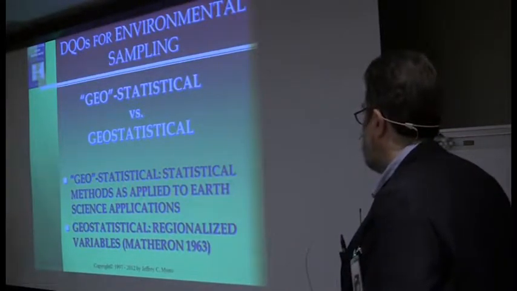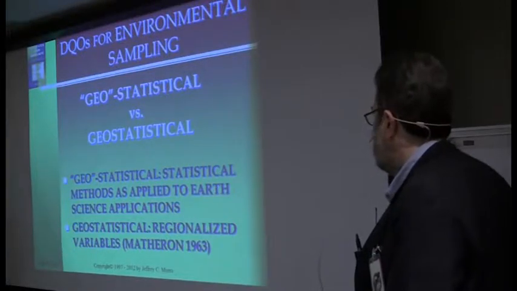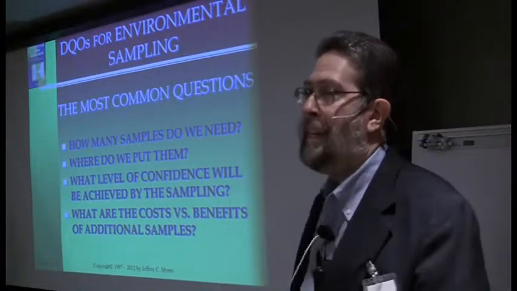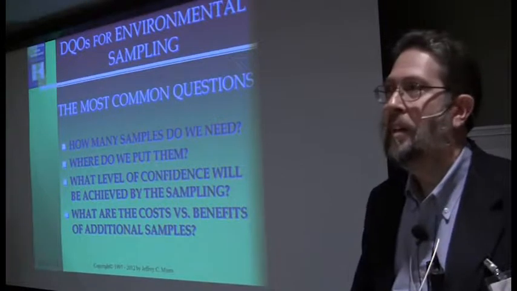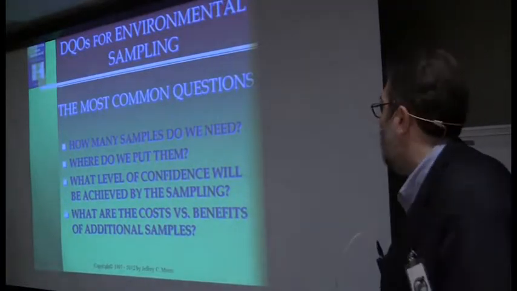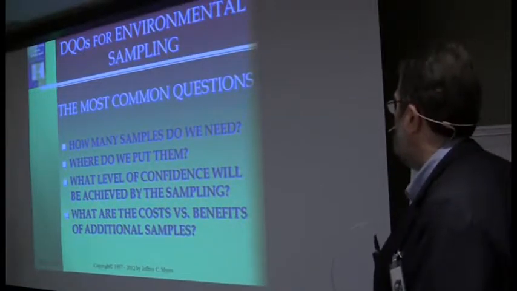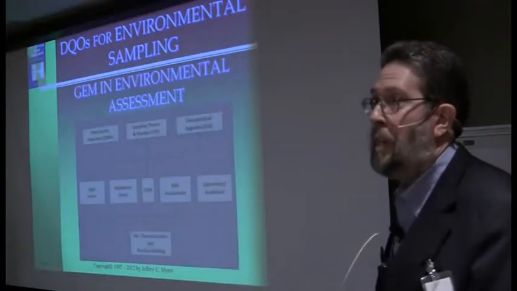Geostats was developed in South Africa by a guy named Georges Matheron, and finalized by a fellow named Danie Krige. And if you've ever heard the term kriging, and you will if not later this afternoon, it was named eponymously after Danie Krige. Again, here are the most common questions. You know, how many, where, when, and what level of confidence, and can we keep the budget down?